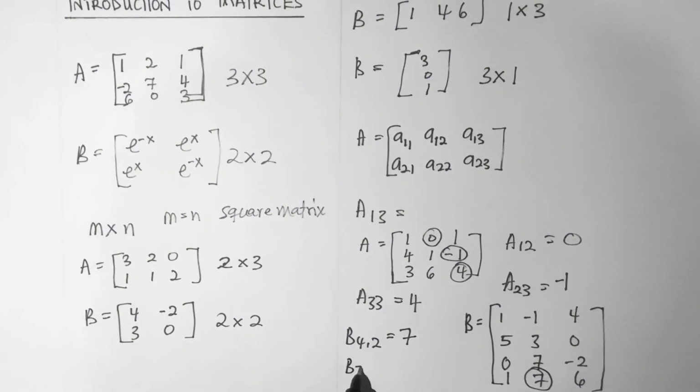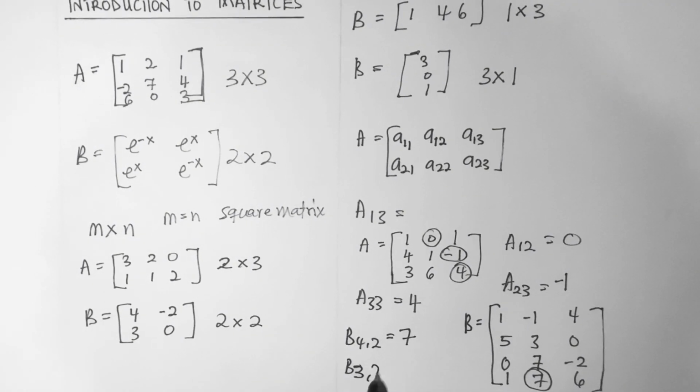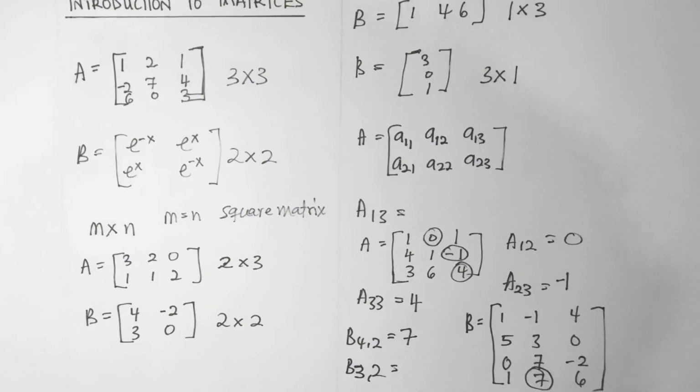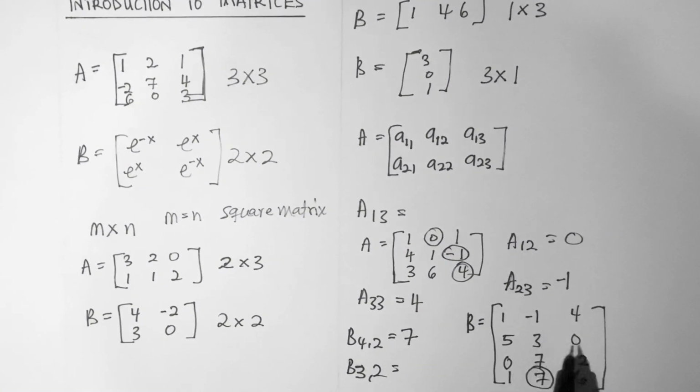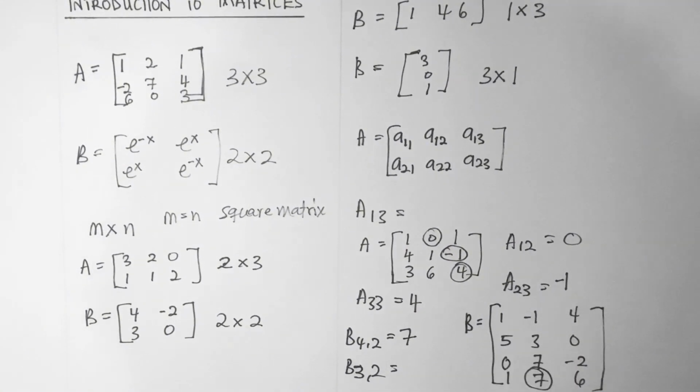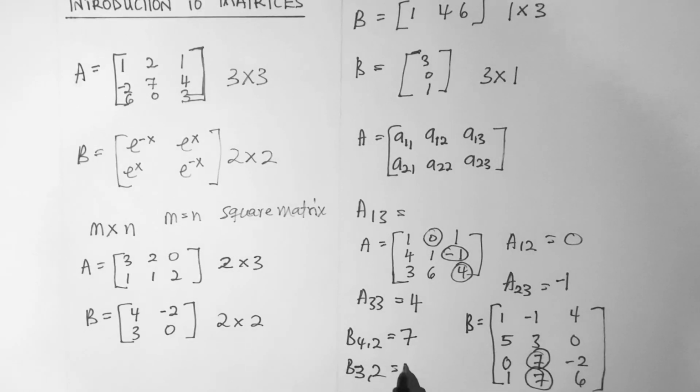Then let's find B32. That's third row, second column. So 1, 2, 3. Then 1, 2. So the third row, second column is also 7.